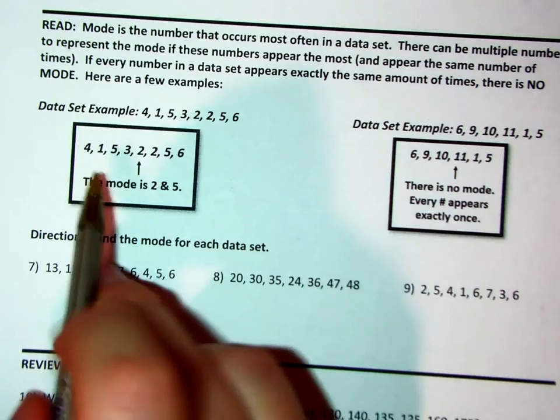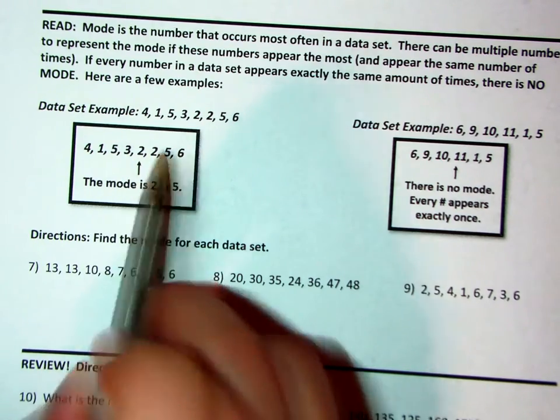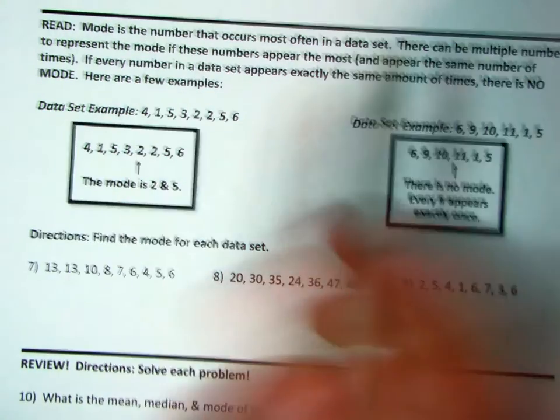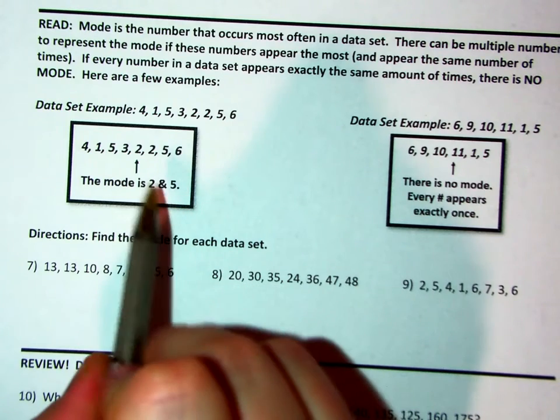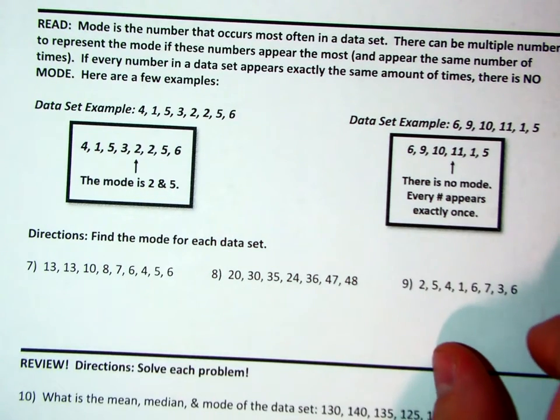So in my data set on the left, I have 2 2s and 2 5s. So this would be bimodal. In other words, it would have 2 modes, number 2 and number 5.